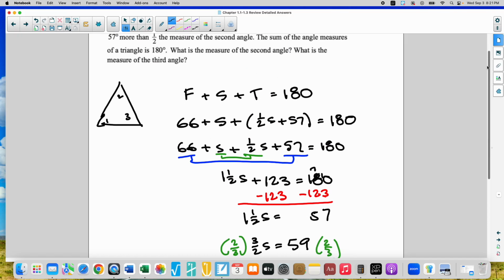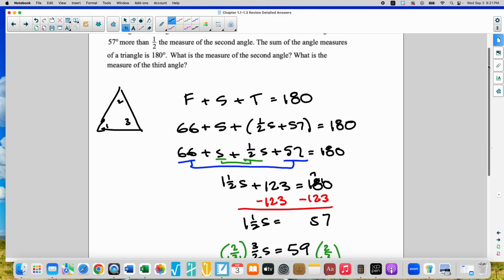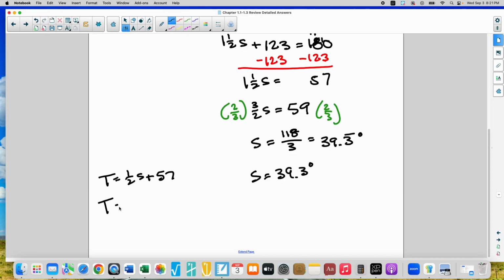Oh, that's interesting. Now you got 57 there too. That is weird, huh? That's still right. I mean, it's correct. So if you want to find the third angle, you put half of 39.3 repeating. We'll round it. Let's make it 39. Because we're going to have to take, no, let's make it 40. Let's make this 40 for demonstration purposes.